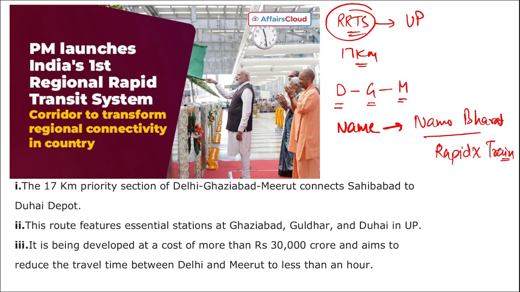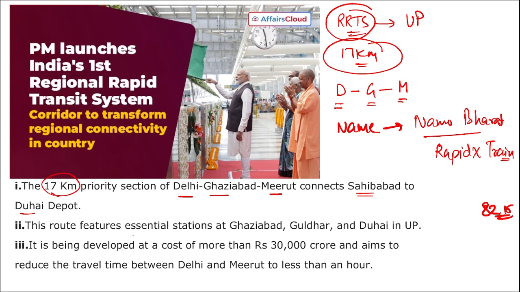Right? So coming back, remember, the 17-kilometer priority section of Delhi, Ghaziabad, Meerut will connect Sahibabad to Duhai depot. And one more thing, remember, this is the corridor that was recently launched. This is just a 17-kilometer corridor that was launched. But if we are talking about the whole RRTS corridor, that will be around 82.15 kilometer.